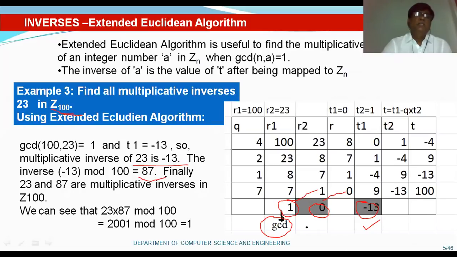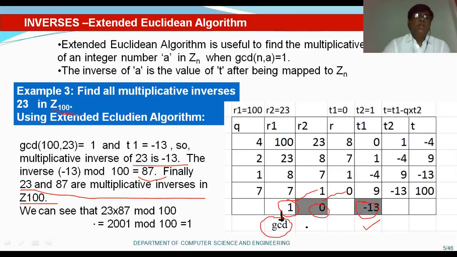To convert the minus 13 to positive, minus 13 plus 100, remainder modulo 100. So its value is 87. So finally 23 and 87 are multiplicative inverses in Z100.